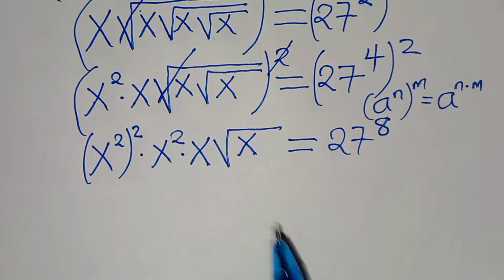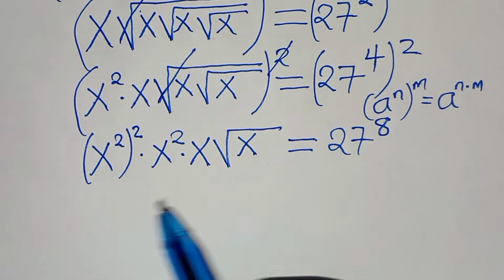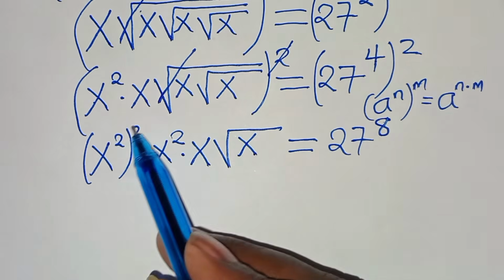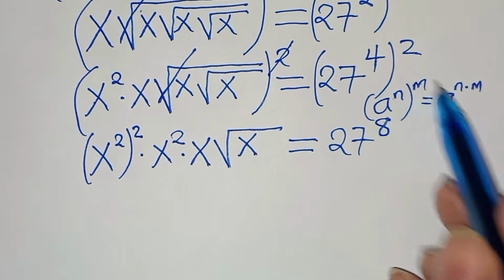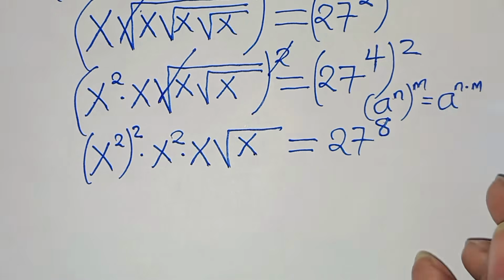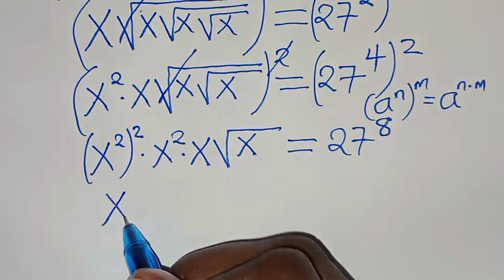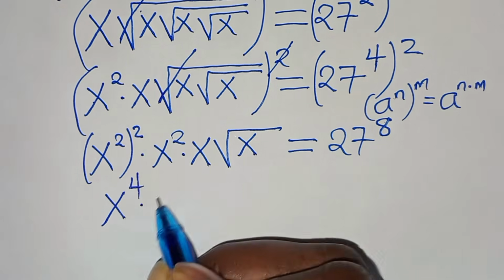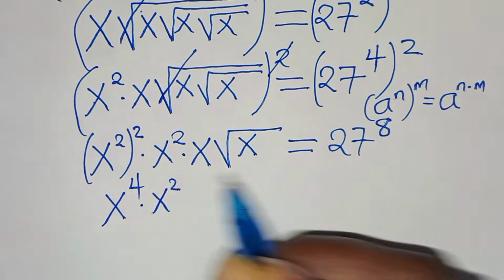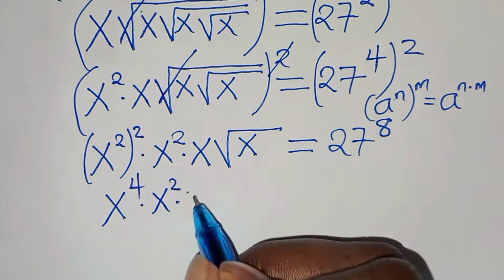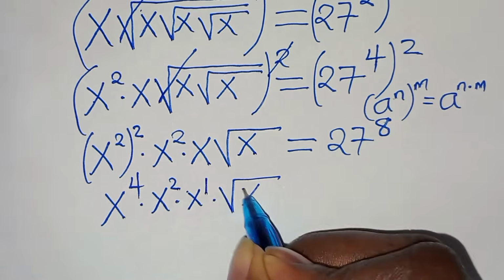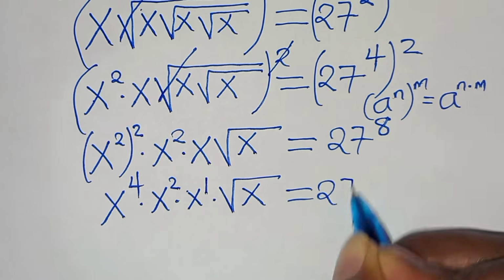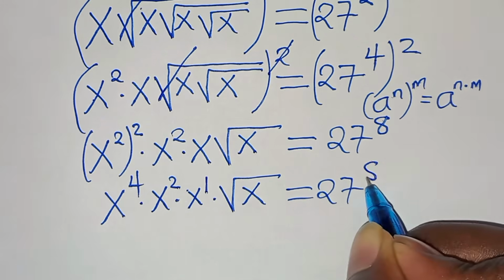The next step again here, x to the power of 2 raised to the power of 2. This is in the form of a to the power of n raised to the power of m here, which we can express as a to the power of n times m. So here we have x to the power of 4 times x to the power of 2. Remember, this is x raised to the power of 1, then times square root of x. This is equal to 27 raised to the power of 8.